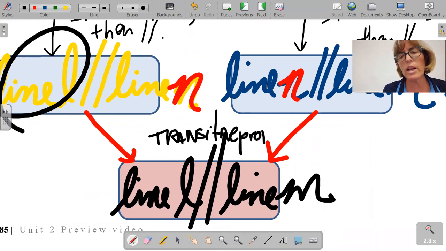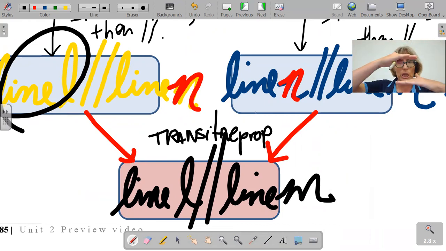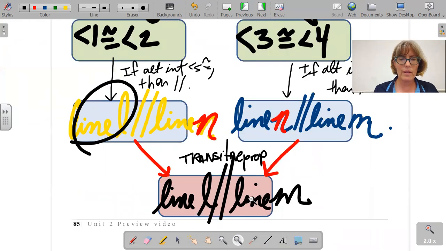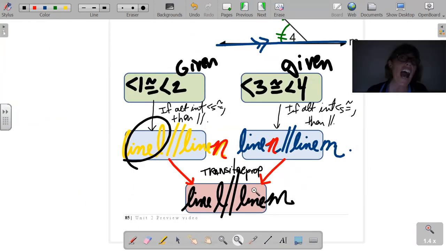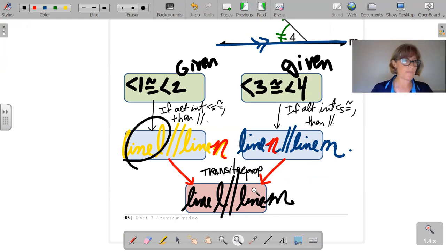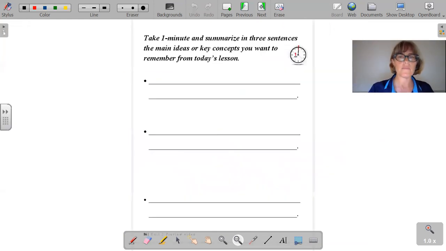Just like you can transfer congruency, you can transfer the parallelness, if you will. That, my friends, is called a web. It is the only one that shows how things fit together. Do a summary of what you've learned today in your own words.